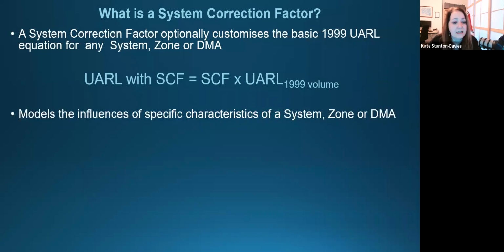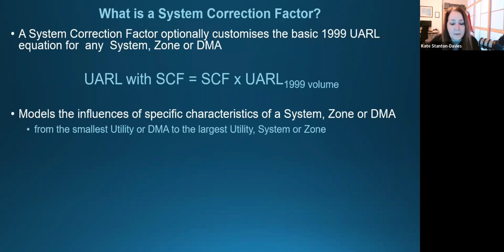What it does is it takes into consideration the specific characteristics of that system, zone, or DMA. So it will include things like the system size, the density of connections, the average zone pressure, and the specific combination of rigid and flexible pipes on services and mains. So it's suitable for very small utilities or DMAs.